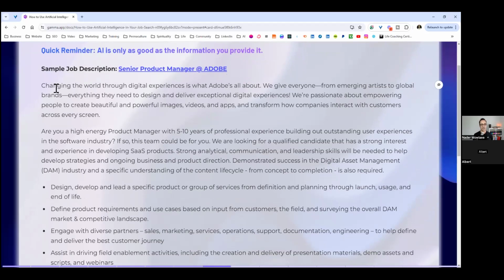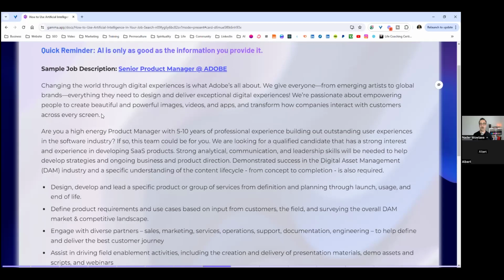Here's a job description. It says, changing the world through digital experience is what Adobe is all about. We give everyone from emerging artists to global brands everything they need to design and deliver exceptional digital experiences. We're passionate about empowering people to create beautiful and powerful images, videos, and apps, and transform how companies interact with customers across every screen. This is them talking about their vision, mission, and core values, what they're passionate about. This is often the first paragraph in the job description.